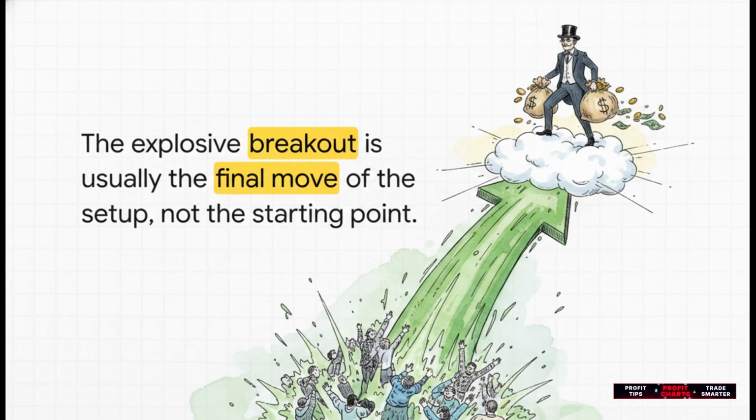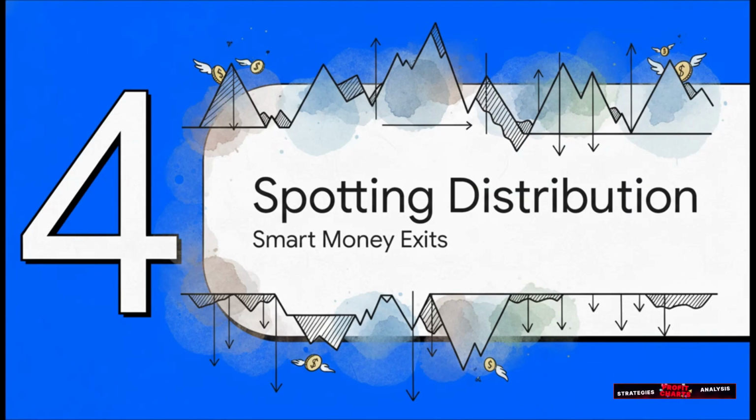But for the composite man, that explosive breakout is usually the final move of the setup, not the beginning. It is the grand finale of months of quiet accumulation. If you're buying that initial massive breakout, there's a huge chance you're just providing the exit liquidity for the smart money's early entries.